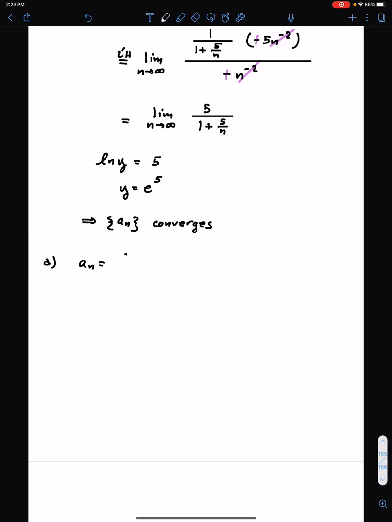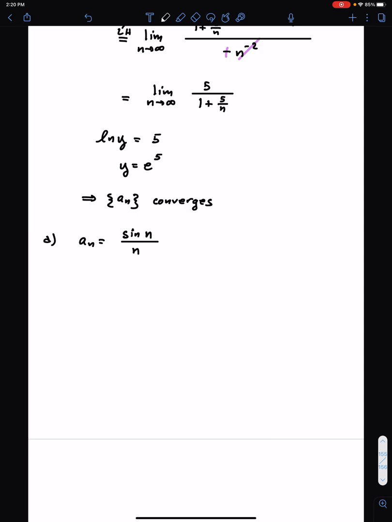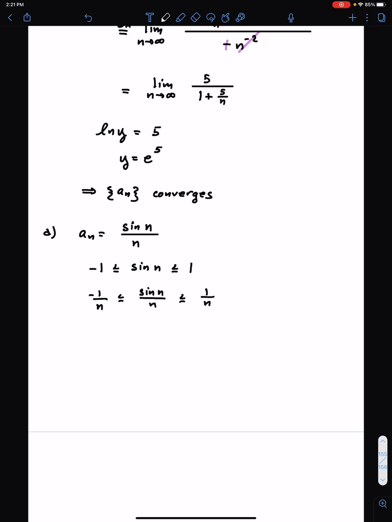A sub n equals sine of n divided by n. So sine is bounded between -1 and 1. So -1 is less than or equal to sine of n, which is less than or equal to 1. If I divide the left side, the right side, and the middle by n, -1 over n is less than or equal to sine n divided by n, which is less than or equal to 1 over n.